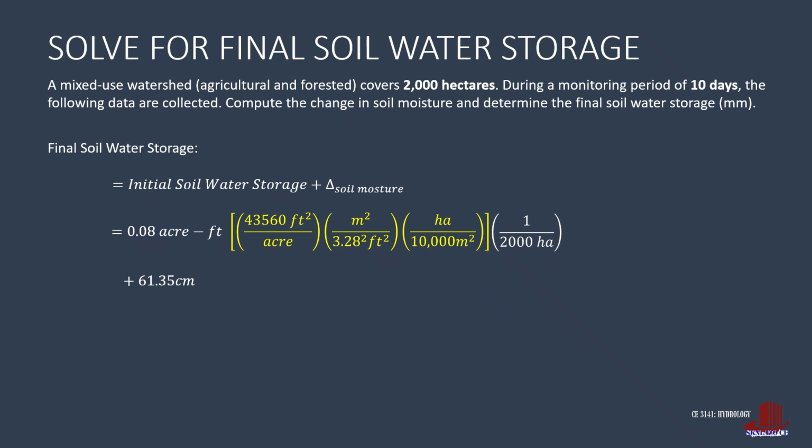The remaining unit is feet, which needs to be converted into cm by multiplying 3.28 feet per meter, and 100 centimeters is to a meter. Multiply and divide values from the converted term and have 0.000494 cm. With both terms in cm, we then add 0.000494 and 61.35, which provides 61.3505 centimeters.